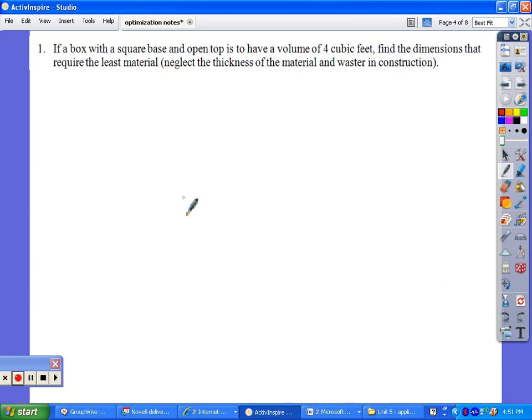Okay, so let's try one problem together. For this one, we have a square base and an open top, and it has a volume of 4 cubic feet. And we want to find the dimensions that require the least amount of material. So we want to minimize, and we're using material again, so we're minimizing surface area, and we're given volume is 4 cubic feet. Again, units are cubic feet, so that gives it away.